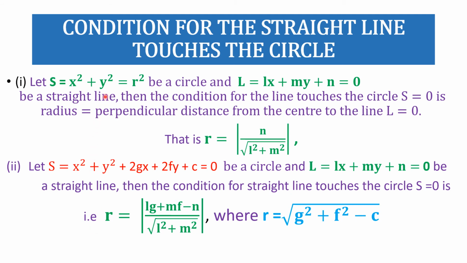So in the first one, directly, which is in the standard form, x square plus y square equal to r square, here we find the radius. The formula is square root of g square plus f square minus c. Now radius equal to perpendicular distance from the center to the given line, that is modulus Lg plus Mf minus N by square root of L square plus M square. So any line touches the circle, so the center of the circle is not the origin. So here radius equal to perpendicular distance.